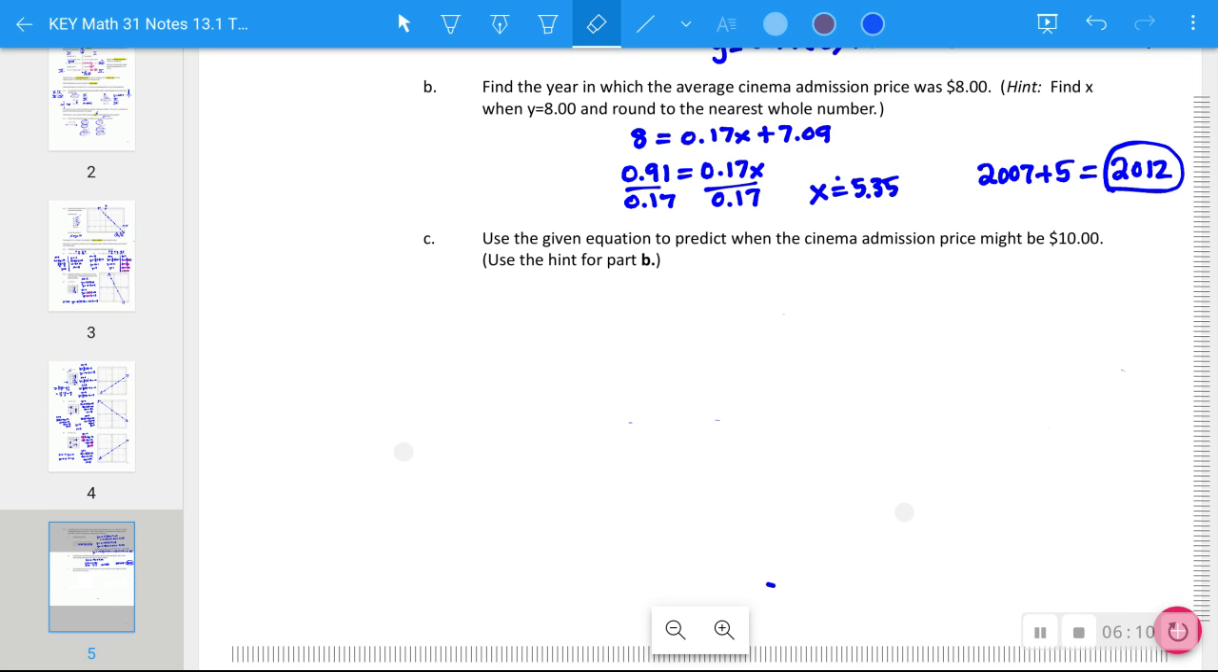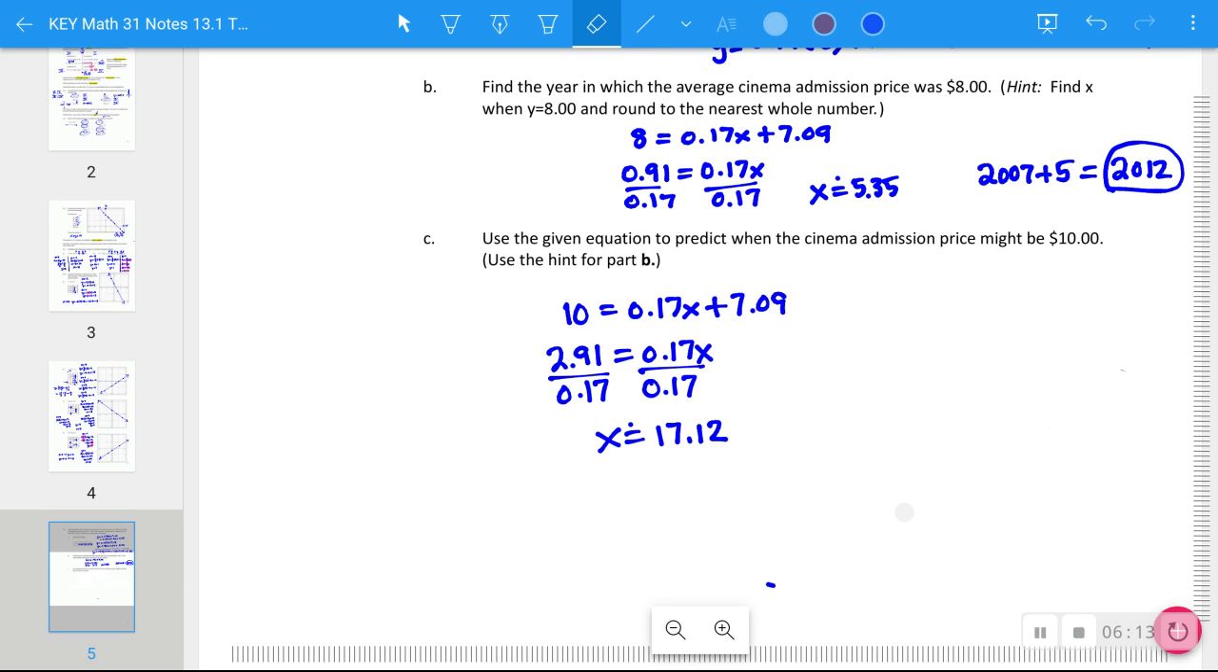Okay, that last one is the same thing with just different numbers. You first plug in your 10 as your y. You can see I did that. To counteract the plus 7.09, I subtracted off both sides. That's how I got this 2.91. That's 10 minus the 7.09. Divide both sides by 0.17 so that they cancel off this side on the right. And you get 17.12. This isn't a year, so we're going to round to the nearest whole year, which would be 17 years added to the 2007 figure gives a year of 2024.